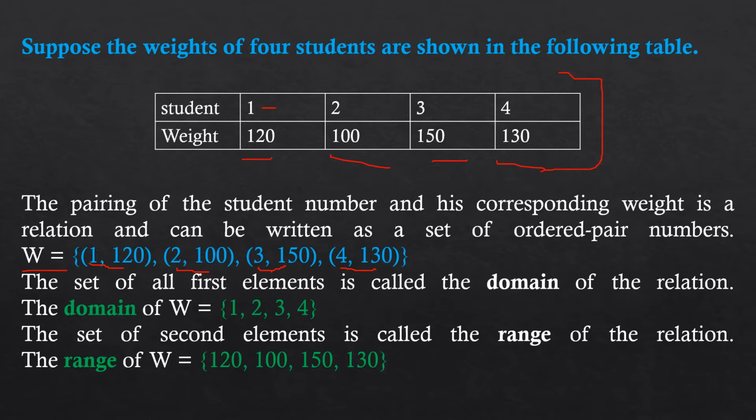The set of all first elements is called the domain of the relation. The domain of weight is equal to 1, 2, 3, 4. We call it the domain. The set of second elements is called the range of the relation. Now we have the range: 120, 100, 150 and 130. We call these numbers the range, and the first ones, 1, 2, 3, 4, are the domain.